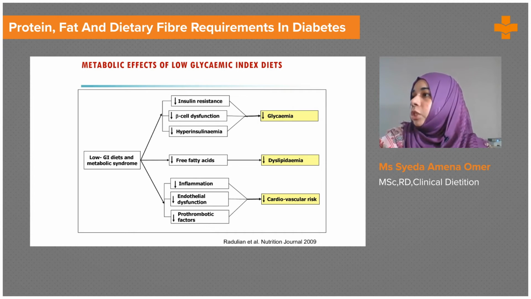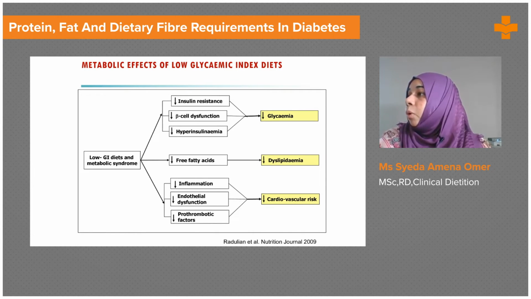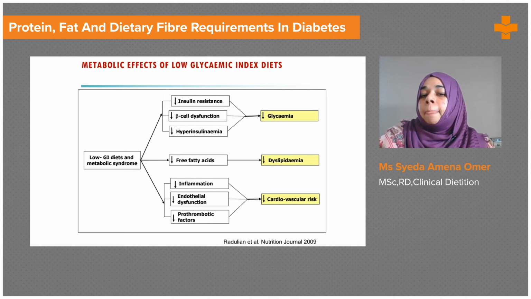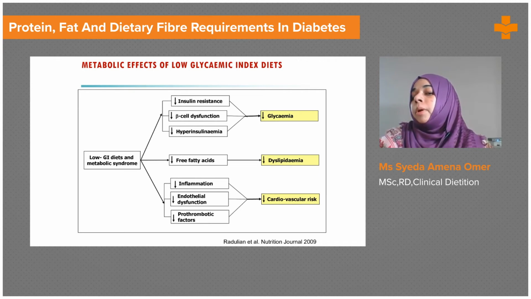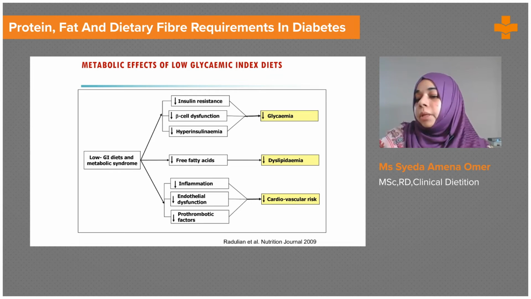The inflammation also will come down if they are taking more anti-inflammatory foods like omega-3 and 6. Green leafy vegetables are another source of omega-3 and 6. The other prothrombotic factors which are induced by inflammation will also be reduced, thereby protecting the heart of diabetic patients.